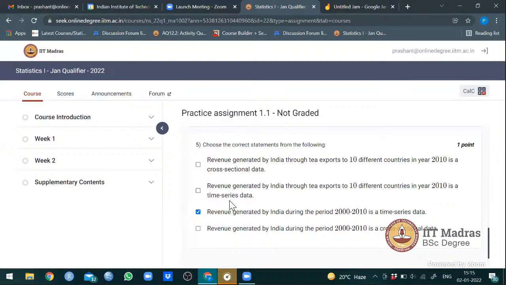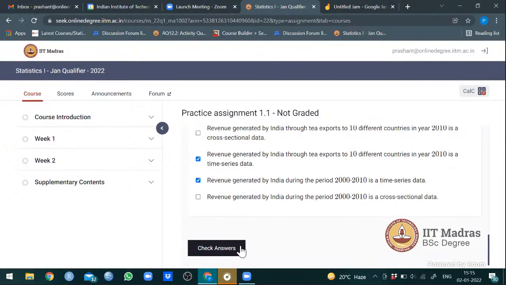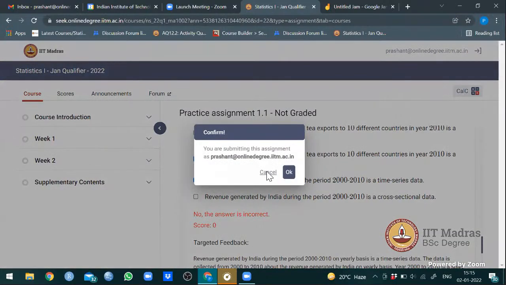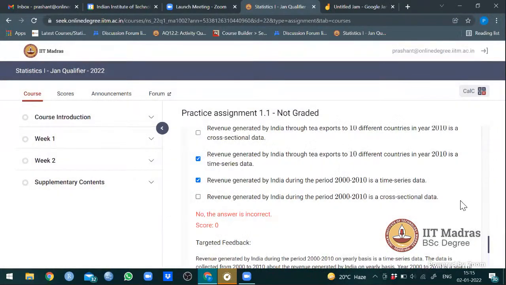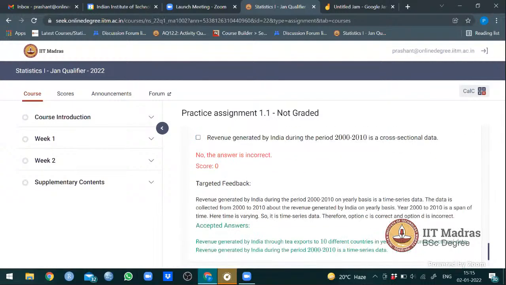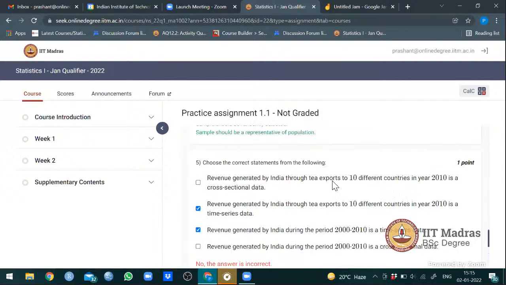According to you, second and third should be correct. Actually, you are wrong because your options are contradicting. Here you are saying for the year 2010 it's time series data, and again you are saying for the year 2000 to 2010 is time series data. See, the first one is correct and the third one is correct.